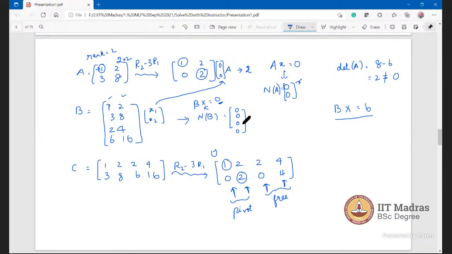So, ma'am, we can say that for the first two matrices, they are both consistent and they have a trivial solution. Is my statement correct? And they are consistent, right? Yes, and they have a trivial solution, which is a 0 vector. That statement is correct.